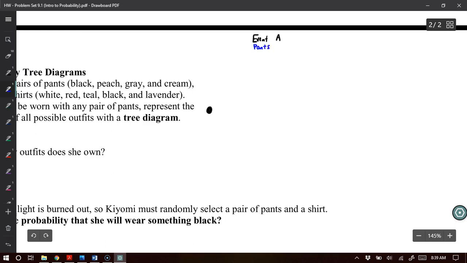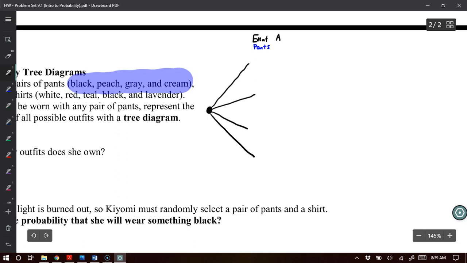And there are 4 types of pants. And so if we think about that as a probability, you have a 1 out of 4 chance of grabbing a gray pair of pants or a black pair of pants. So I'm going to break off and I'm going to have 4 branches, 1, 2, 3, 4 that lead off to event A.